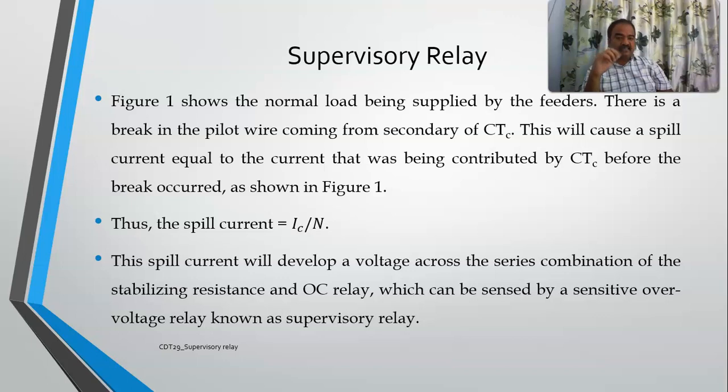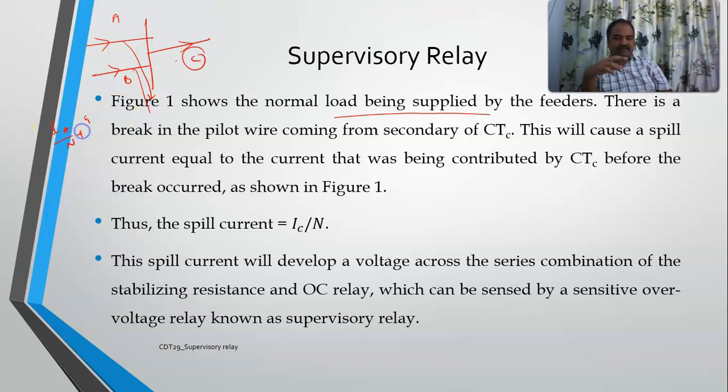So now let's see a figure where a normal load is being supplied by the feeders, and there are 2 incoming and 1 outgoing feeder circuits. The common one which we have been seeing right from the start of this unit, ABC. Assuming that this has been tripped and there is a spill current flowing in the circuit. If this is tripped, only one side current will be flowing. IA by N will be flowing and IB by N will be flowing. Actually, this is to be countered by IC by N. Now it is open circuited.